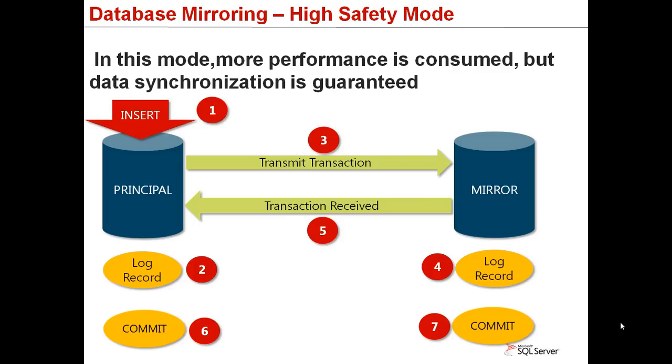This is known as a dual commit. It's a more efficient way to ensure data synchronization. So if your business prioritizes data loss, if data loss is a concern, then the high safety mode for the database mirroring is recommended over the high performance.